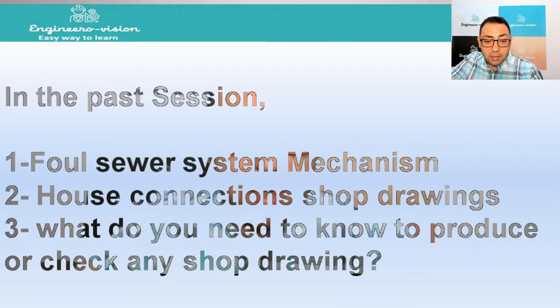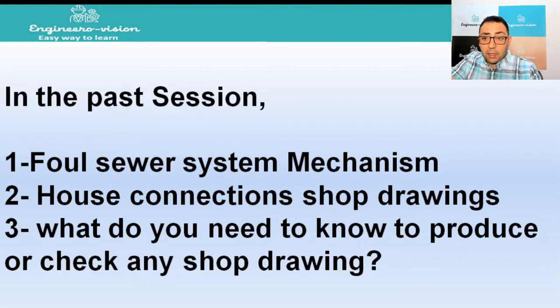And now let me remind you about our previous session and what we said in the previous session. We talked last session about the foul sewer system mechanism. We talked about the house connection shop drawing, house connection types, and how we can connect the houses and terminate the existing temporary system and connect it to the live foul sewer network. Also, we talked about how to produce or check any shop drawing.